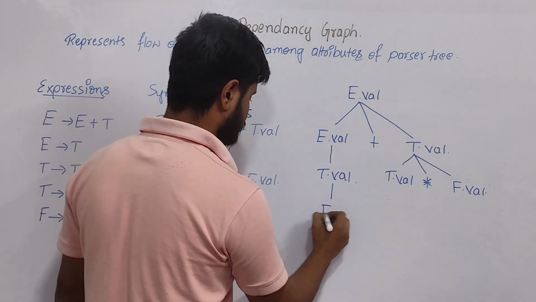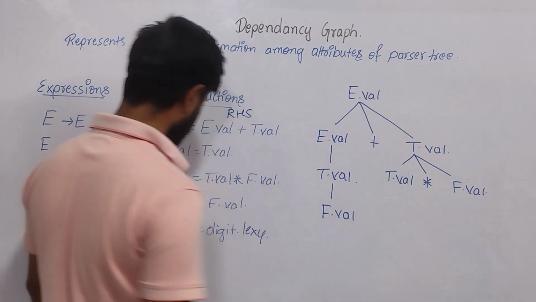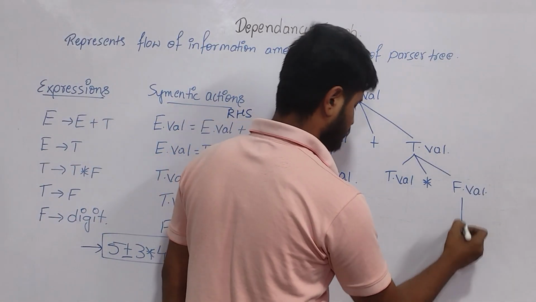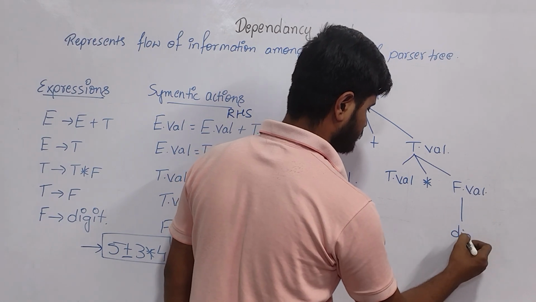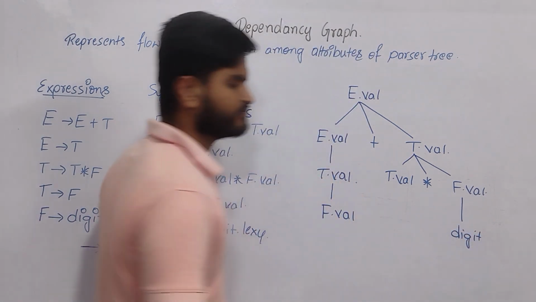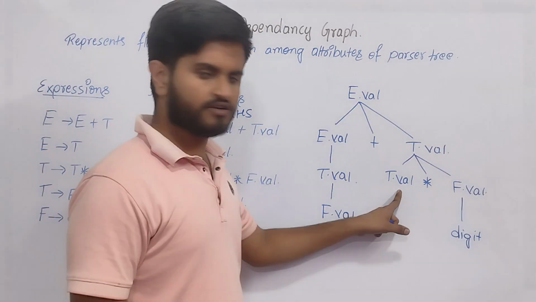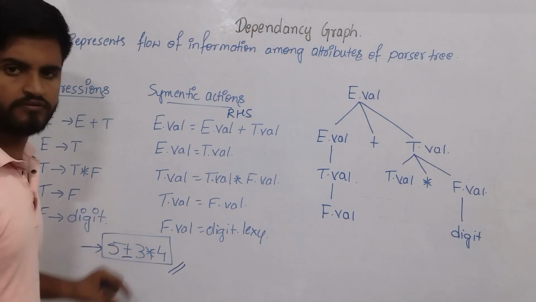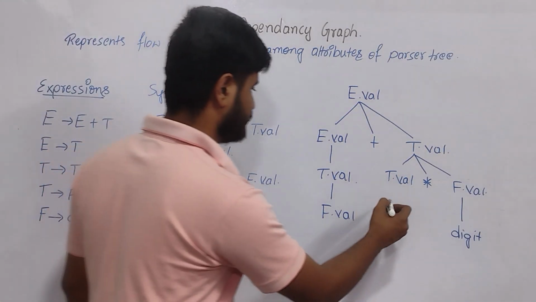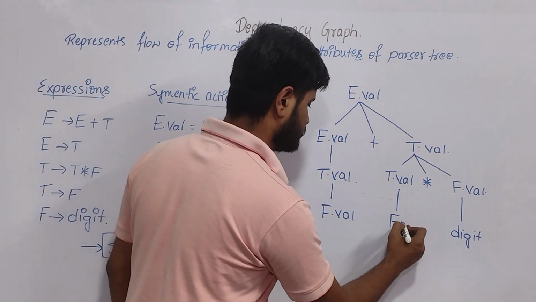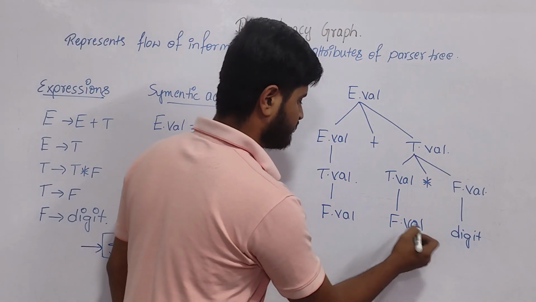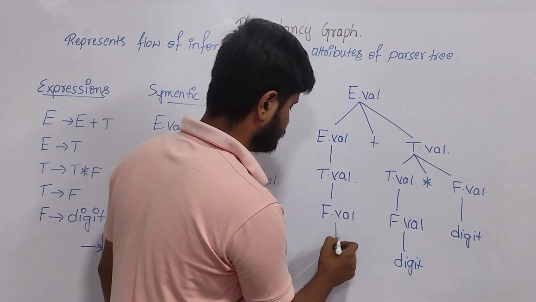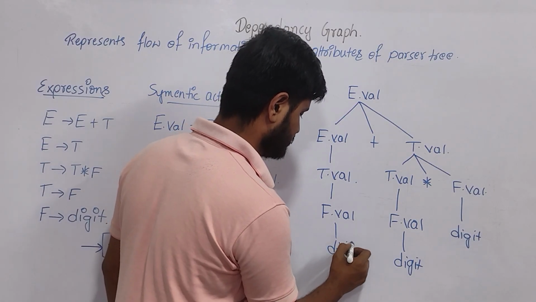T dot value will be equal to F dot value. Next, F dot value will be equal to digit dot lexval, so I can write it as digit. You just write digit only. Now if you see, T dot value is there, F dot value is there. So I know the value of T dot value also, F dot value also. Since it is completed, you fill it. So T dot value will be equal to F dot value and F dot value will be equal to digit.